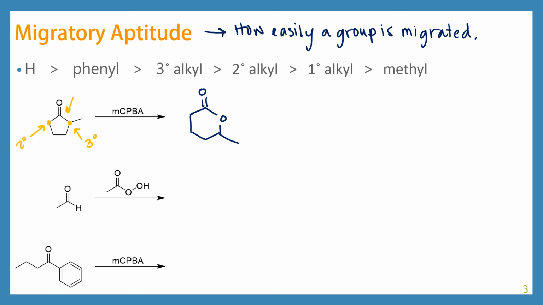In the next problem, we have an aldehyde. Anytime you're doing this reaction with an aldehyde, you're going to end up putting the oxygen between the carbonyl carbon and the hydrogen. And this is simply because the hydrogen has the greatest migratory aptitude. So our product here is going to be acetic acid.